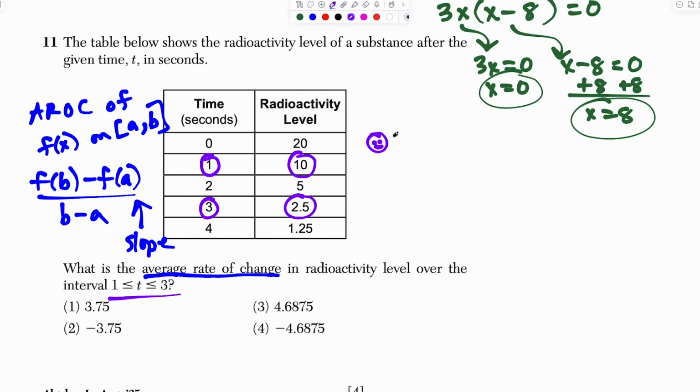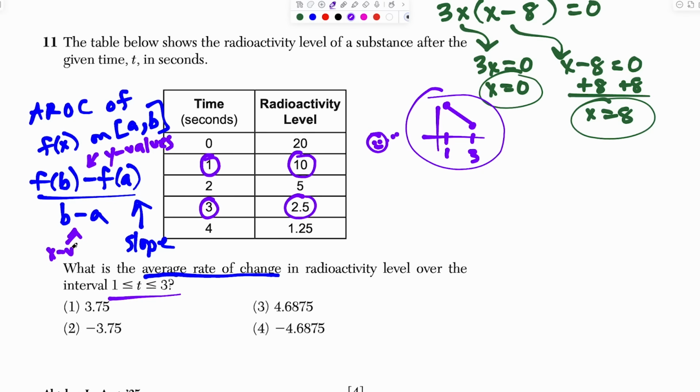So what I'm thinking about here is if I had a graph, when t is equal to 1, we have a y value of 10. And when t is equal to 3, we have a y value of 2.5. We're basically just finding the slope of this line segment. The f of x values are also known as the y values. And when we do b minus a, these are like the x values. But in this case, we're not using x, they're using t for time. So we just use the same concept.